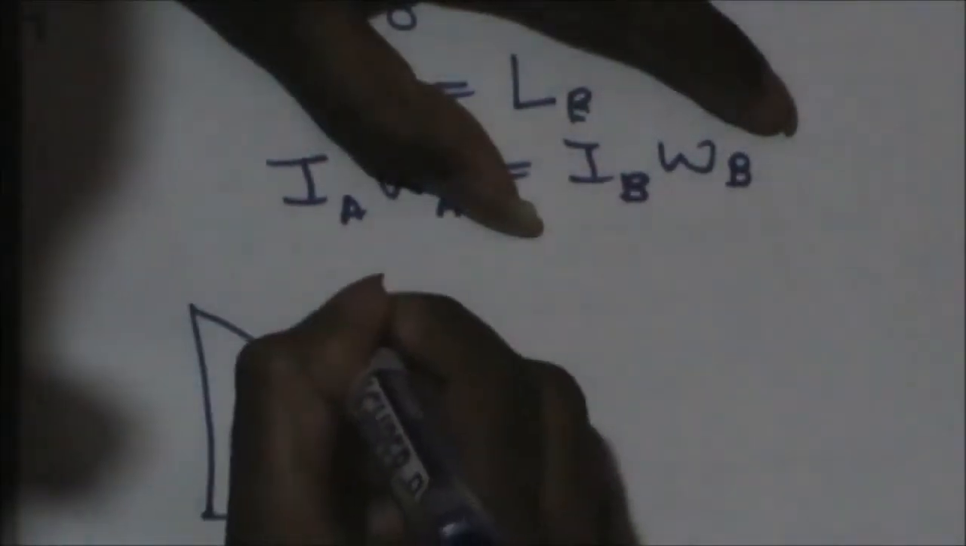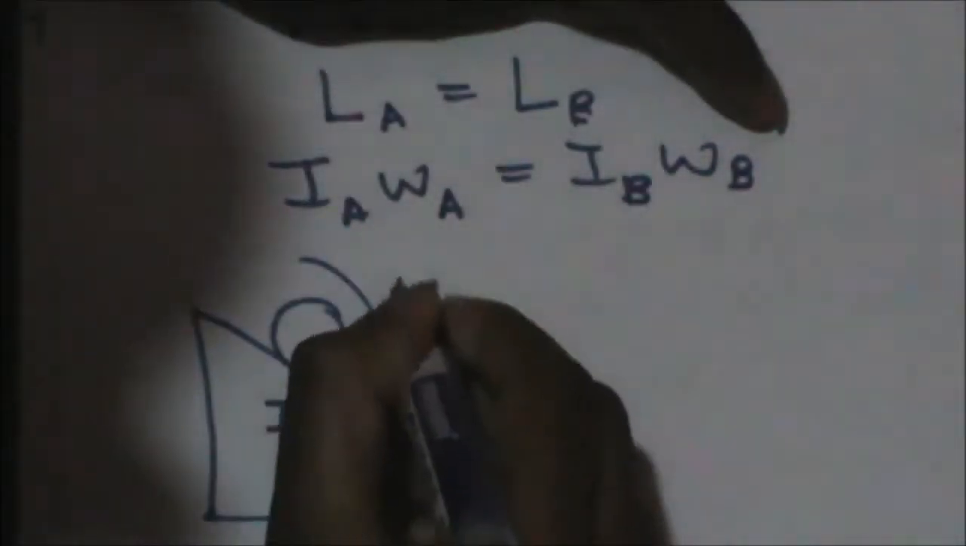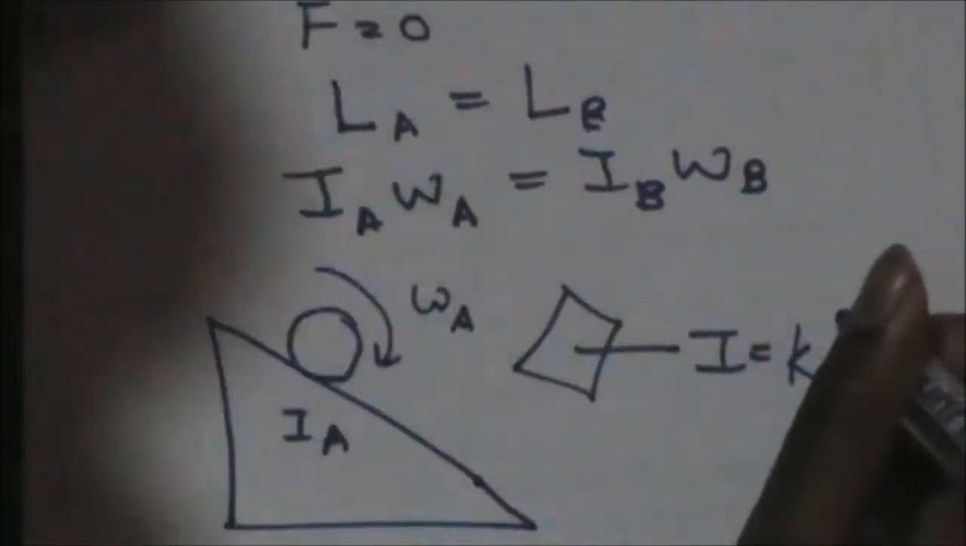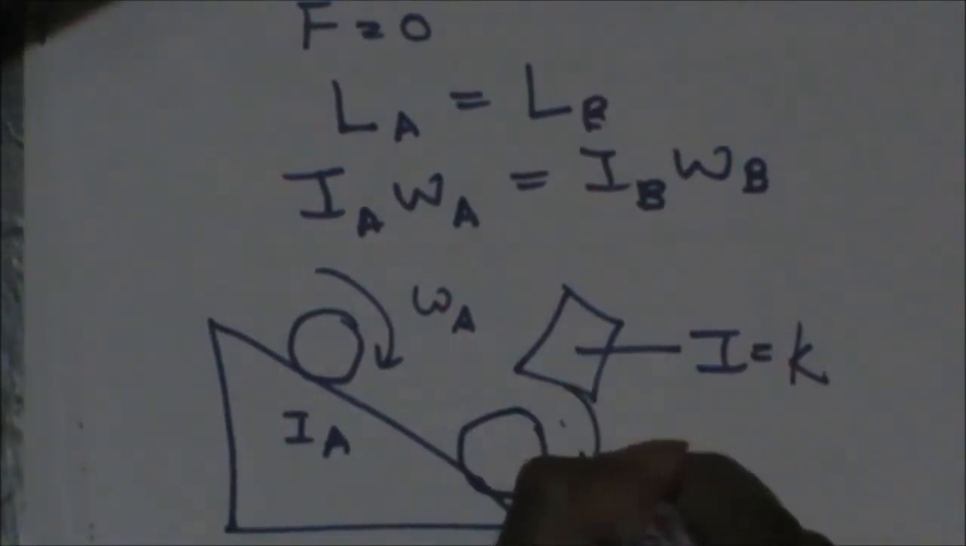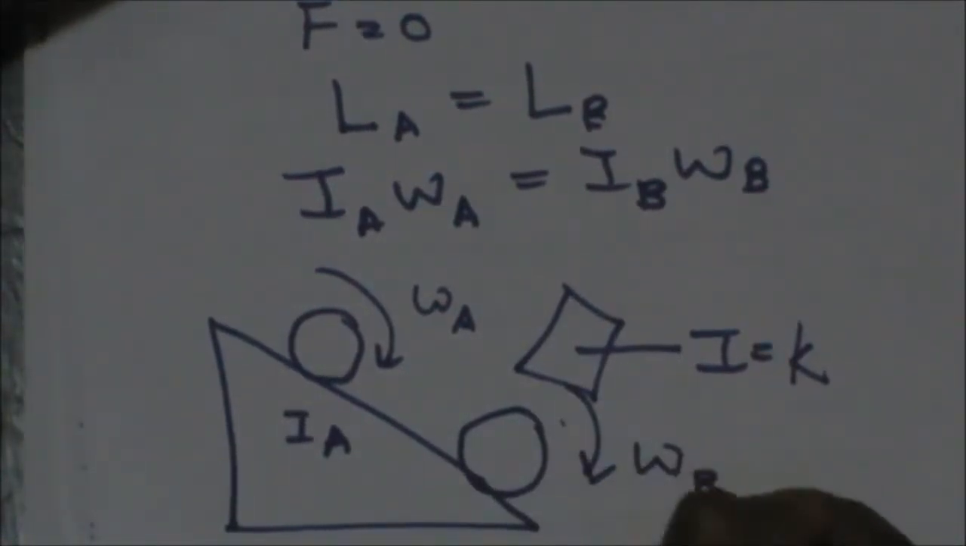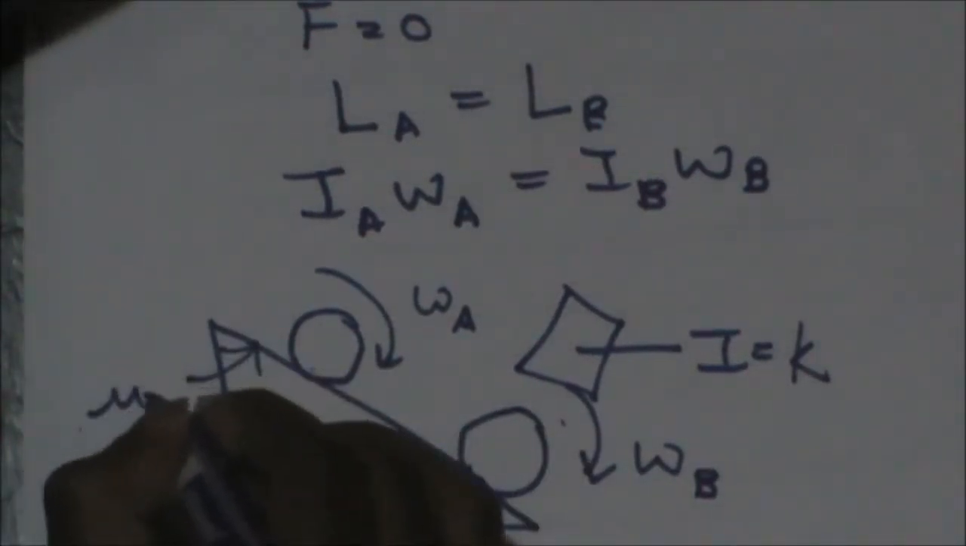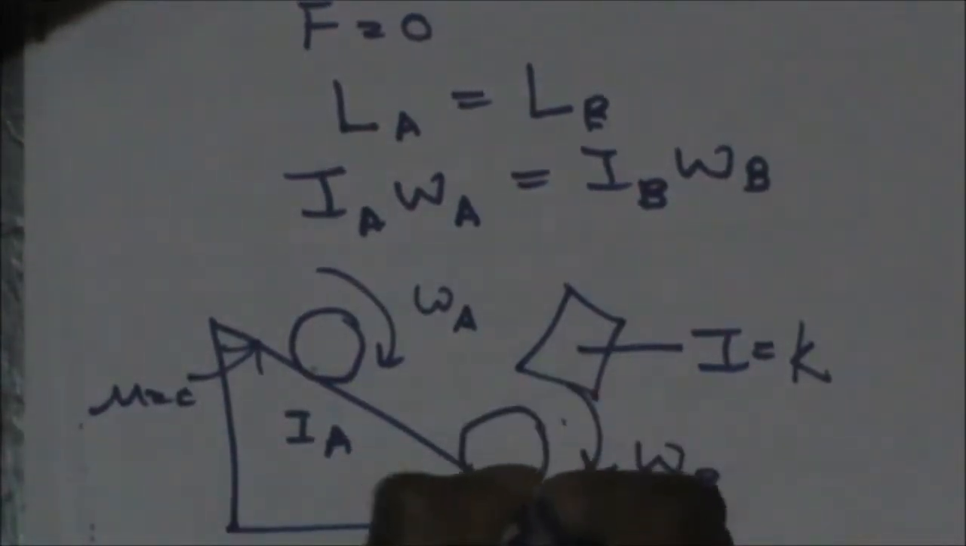Say you had an object like this on an inclined plane, with IA and omega A, and some mass was dropped, so the moment of inertia becomes IB, and the angular velocity was changed to omega B. Since there were no frictional forces, I will consider mu equals 0, no friction, and no friction between this surface and this surface as well.